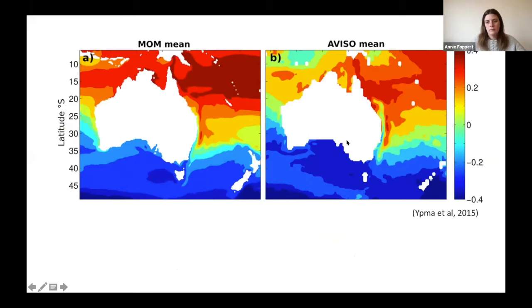And so this is a map. These are two maps of the sea surface height. You can think of sea surface height as pressure, and on the left is a model mean, and on the right is the satellite altimetry, the sea surface height observed from satellite. And you can see here the East Australian Current, you have this strong change in sea surface height, and that's associated with a strong current going to the south.